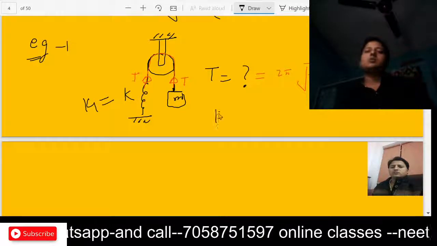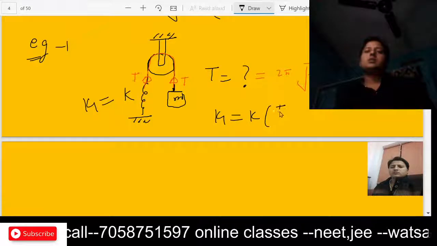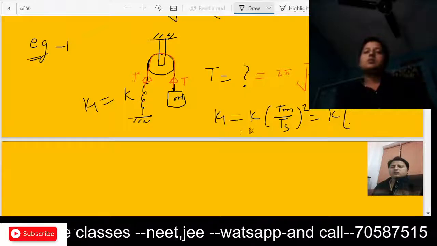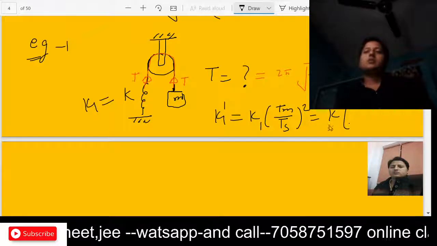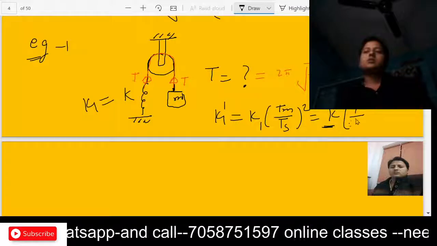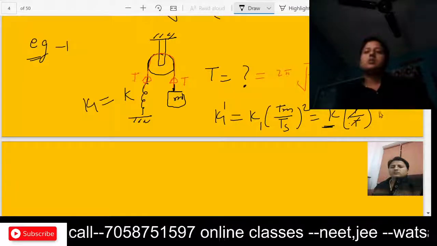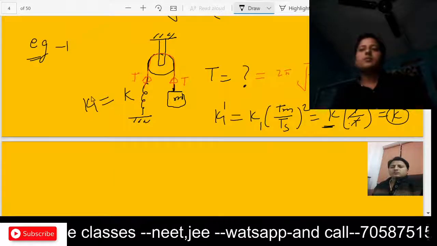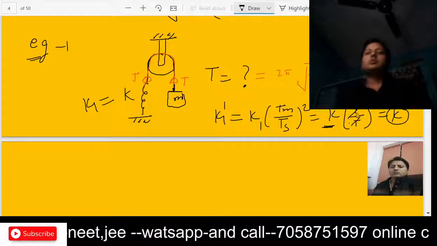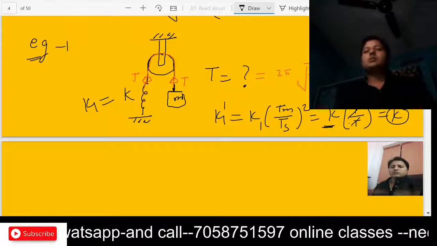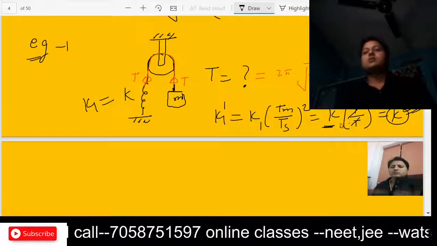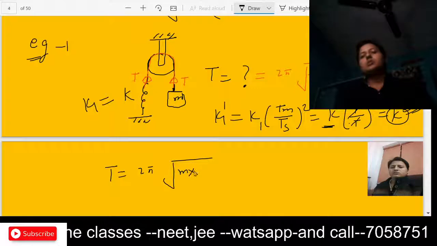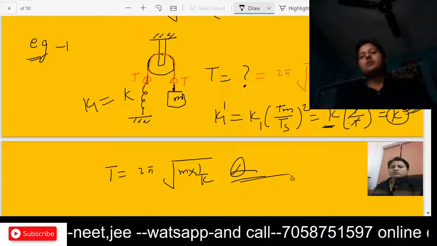What is k1 dash? k1 dash is k1 times (tension in mass over tension in spring) whole square, and k1 is k. Tension in mass is T, tension in spring is T, so T gets cancelled, so k. So here k1 dash is k. So time period is 2 pi under root m multiply 1 by k. This is the required answer.